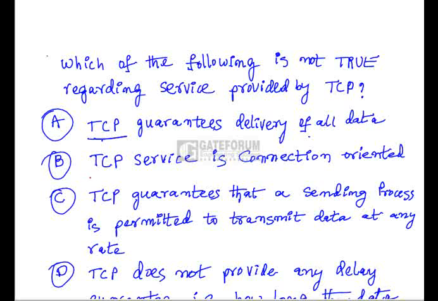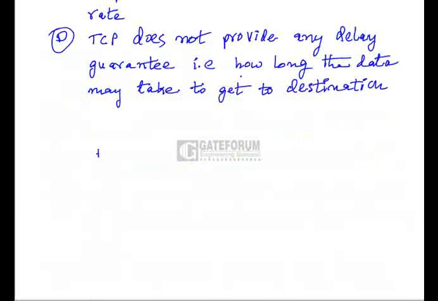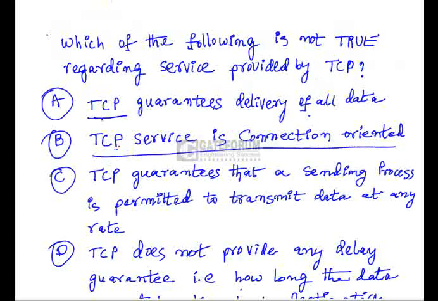Now the statement 2, TCP service is connection oriented. In the transport layer we have two types of protocols. One is the TCP protocol, the other is the UDP protocol. TCP is the connection oriented protocol and UDP is the connectionless protocol. So option B is also a true statement. We need the false statement, the statement which is not true.